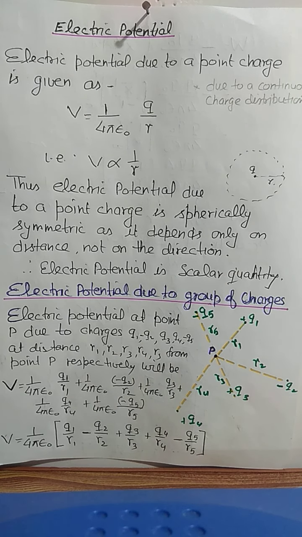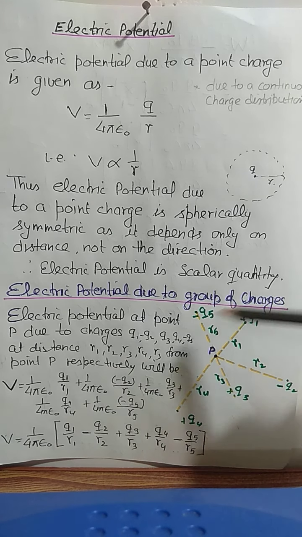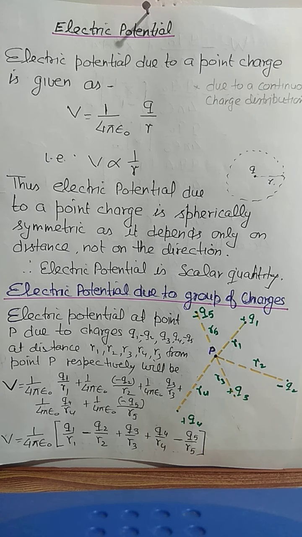Yes? Okay students. If we want to find the electric potential due to a group of charges, this is point P and a number of charges are placed there. What will be the potential at this point due to all these charges? Clear? It's a scalar quantity and therefore the potential at point P will be the scalar sum, the algebraic sum of the potential due to each charge.